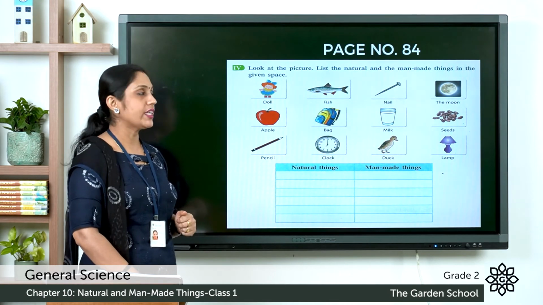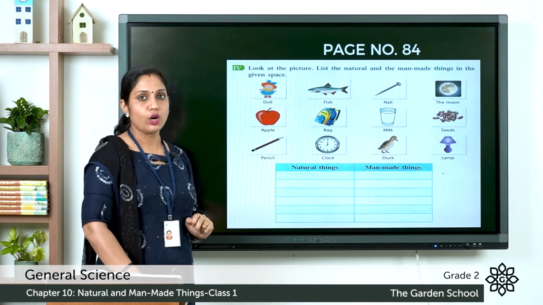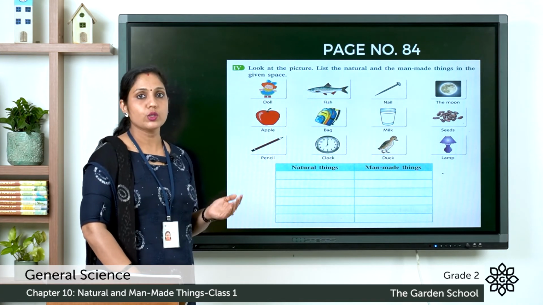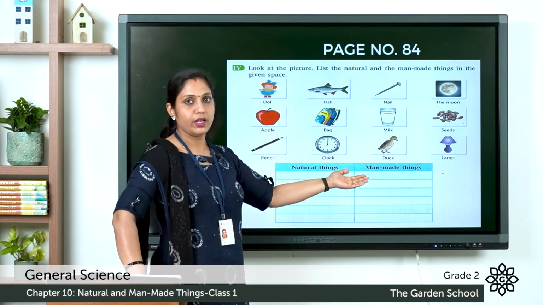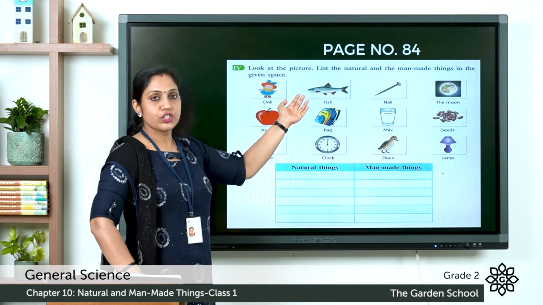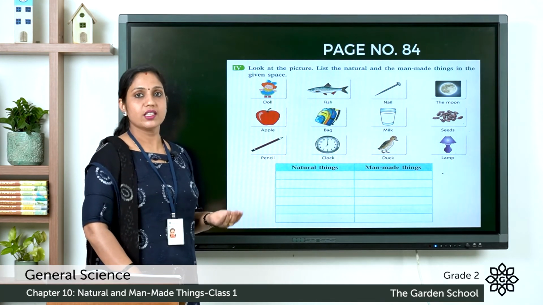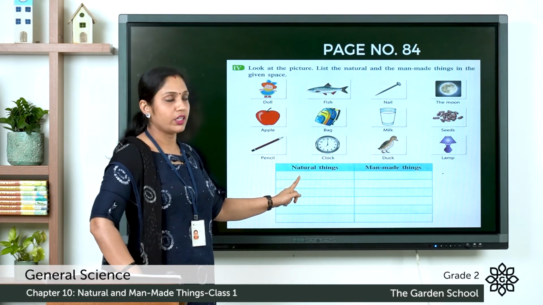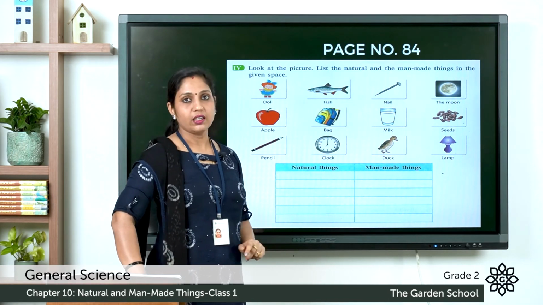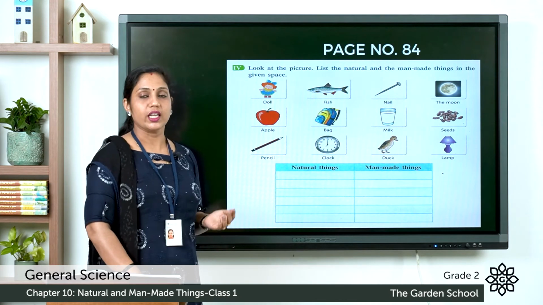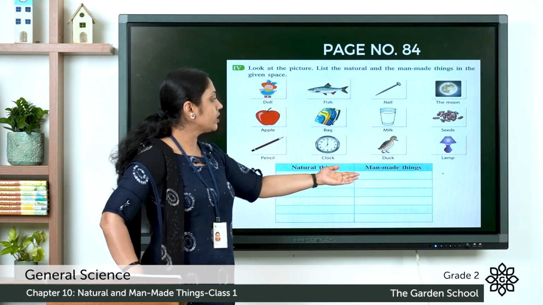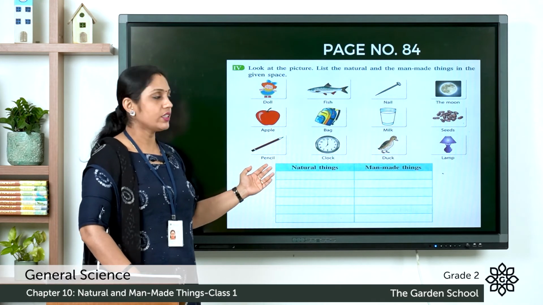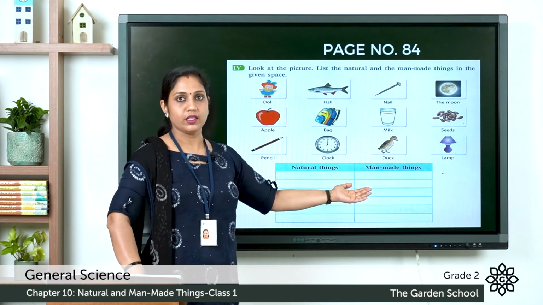Let's look at 2 or 3 examples. Let's take the first one, doll. Is a doll a natural thing? No, it is made by man. So you can write the doll under man-made thing. Let's look at the fish. Fish is a living thing and it is a natural thing. So where should you write the fish? You have to write it under the natural thing. Let's look at the nail. The nail is not a natural thing. It is man-made. So you have to write it under man-made things. So closely observe all these pictures and write them under natural things or man-made things.